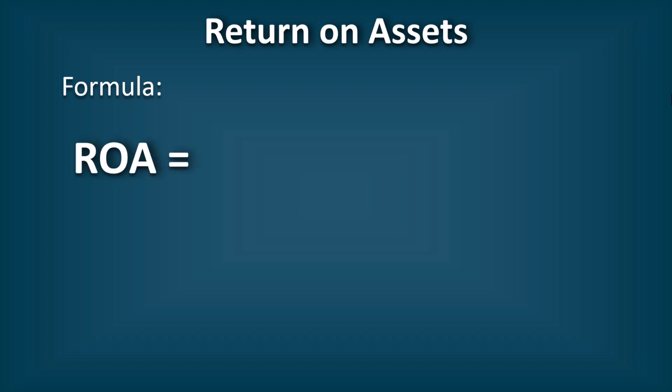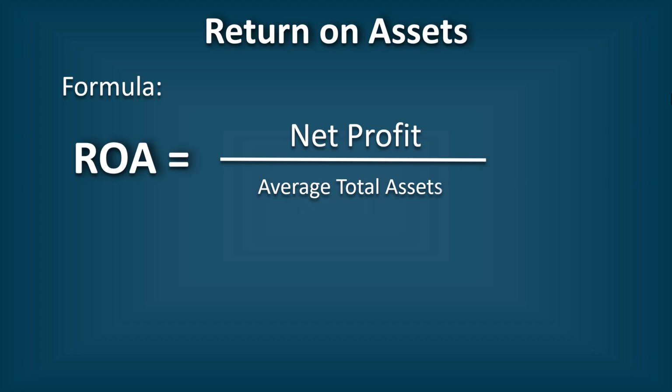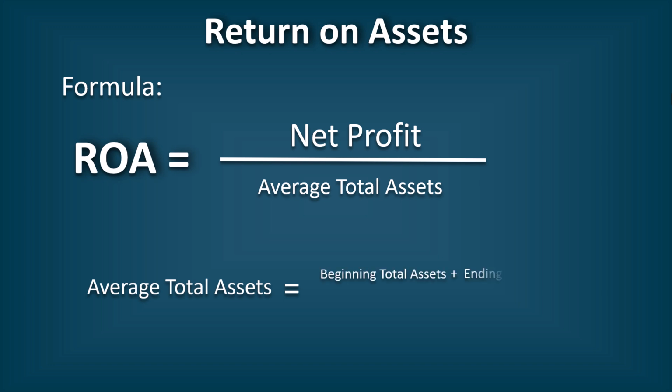Return on assets equals net profit divided by average total assets. Here, average total assets means the average value of assets during the year. It is calculated as average total assets equals (beginning total assets plus ending total assets) divided by 2.